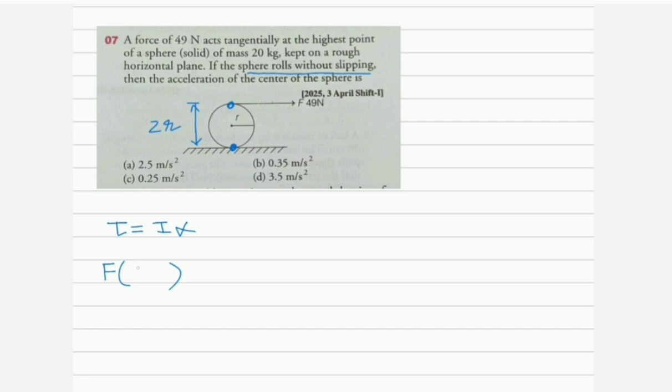And sir, r perpendicular is not r. Check the diagram, okay? That's 2r. That is equal to, students, moment of inertia I as it is multiplied by alpha. Okay, we can do one thing, students. We can try to eliminate alpha from here.